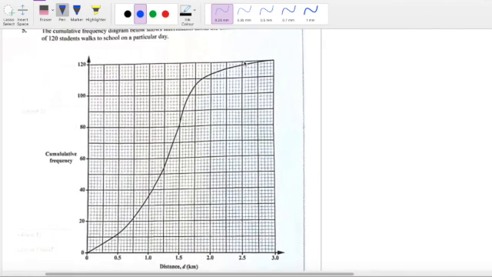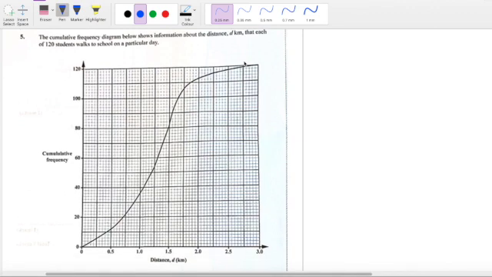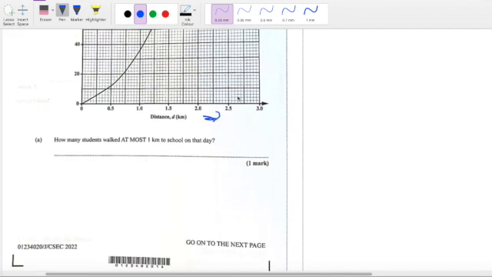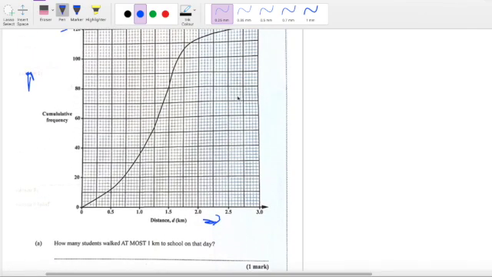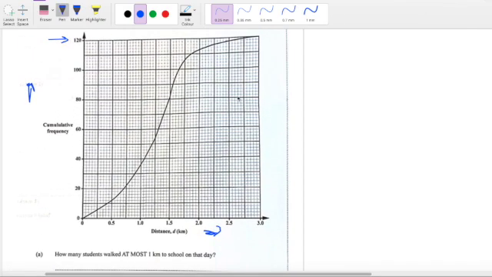Read the cumulative frequency diagram below, which shows information about the distance, d kilometers. I can see d kilometers here, and this is the number of students, 120 students, and this is a cumulative frequency curve. So, how many students walked at most 1 kilometer to school on that day? 1 kilometer is here.